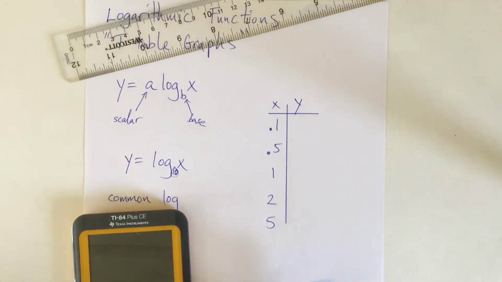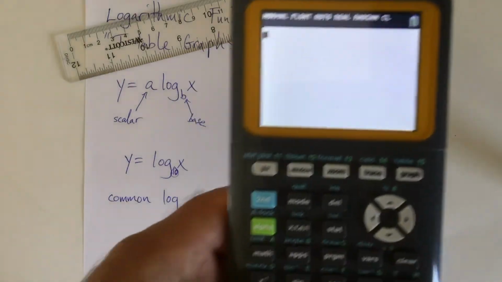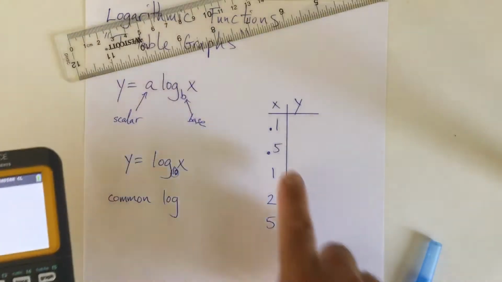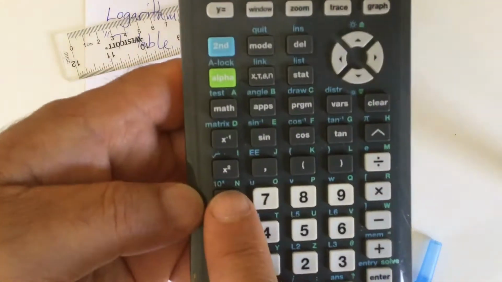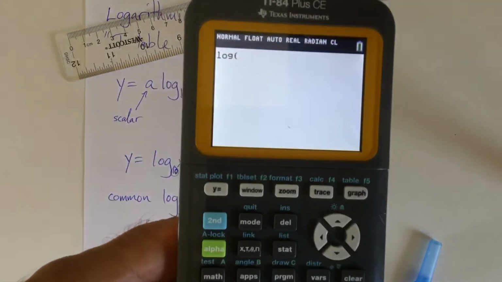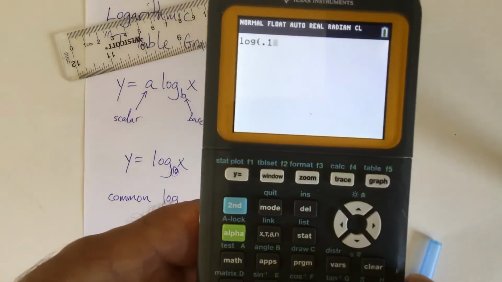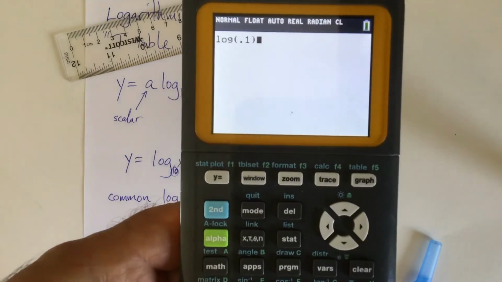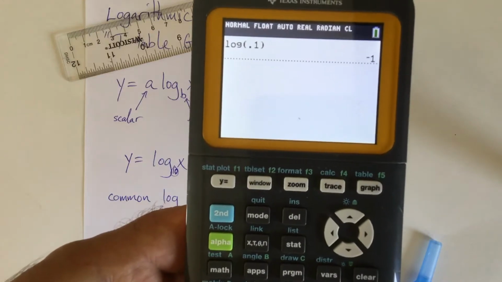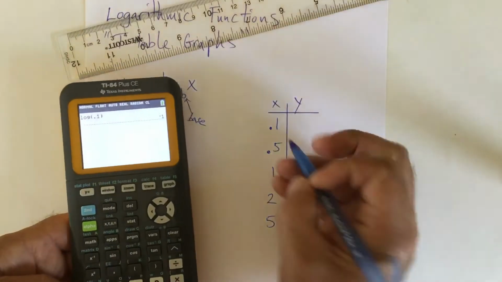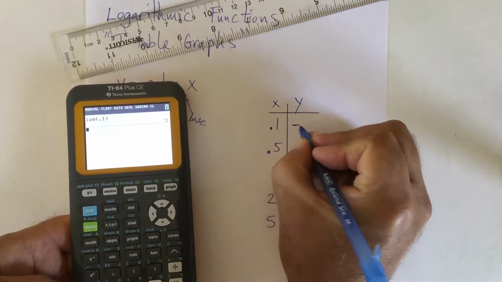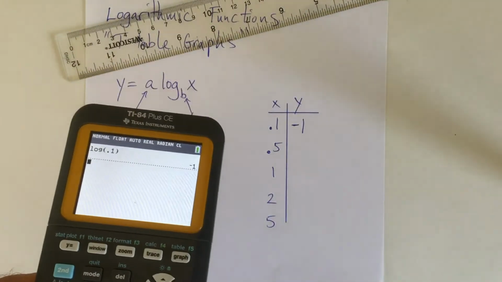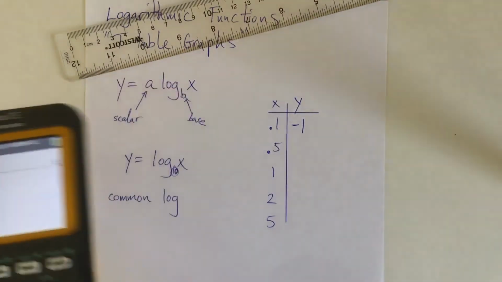Now, if you want to find the log of a number, like what is the log of 0.1? This is what it looks like on your calculator. I hit the log button, then 0.1. Well, my calculator says the answer is -1. So when I plug in 0.1, I get out -1. Wonderful. It's input, output.